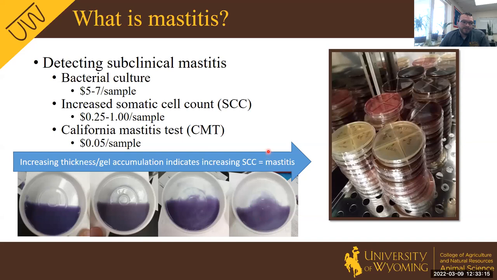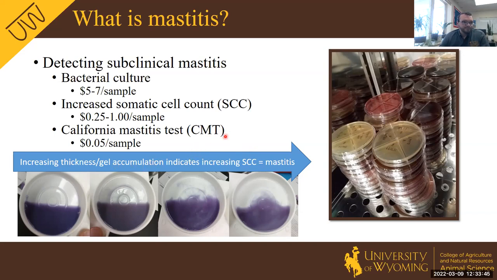So going back to some of these tools we can use to detect subclinical mastitis, again, bacterial culture is our standard diagnostic method, but it's much more costly than these others, so about $5 to $7 per sample. We can use increased somatic cell counts to infer subclinical mastitis, a little bit cheaper, about $0.25 to $1 per sample. And then the California mastitis test provides quick on-farm immediate results, and it's about $0.05 per sample.